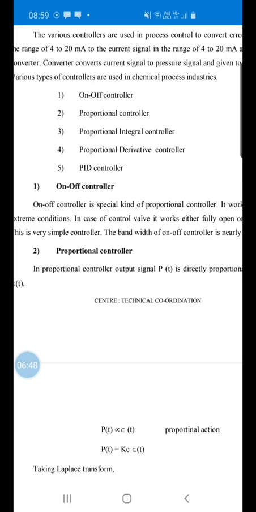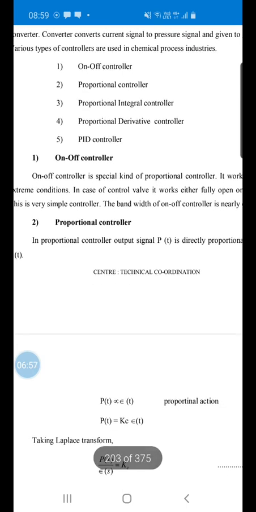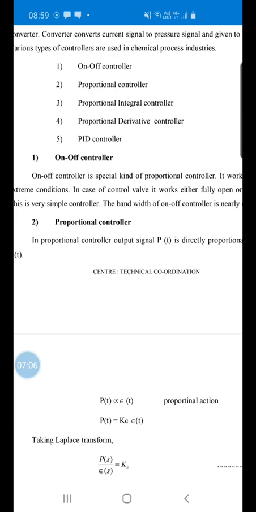On-off controller. The on-off controller is a special kind of proportional controller. It works only between two extreme conditions. In case of a control valve, it works either fully open or fully closed. This is a very simple one. The bandwidth of the on-off controller is nearly equal to 0. So there is no bandwidth.